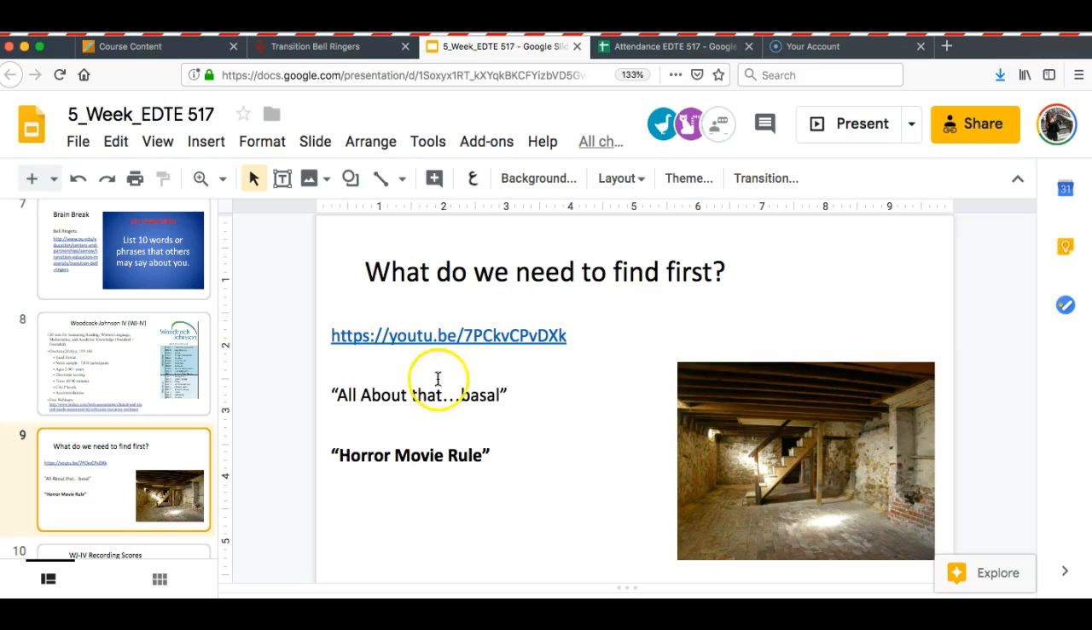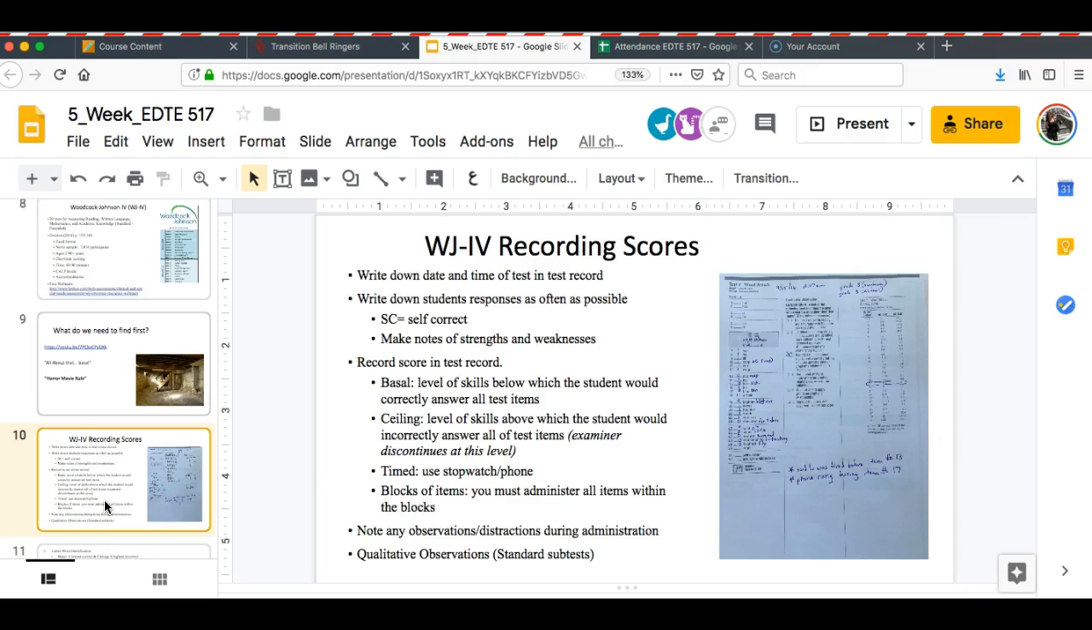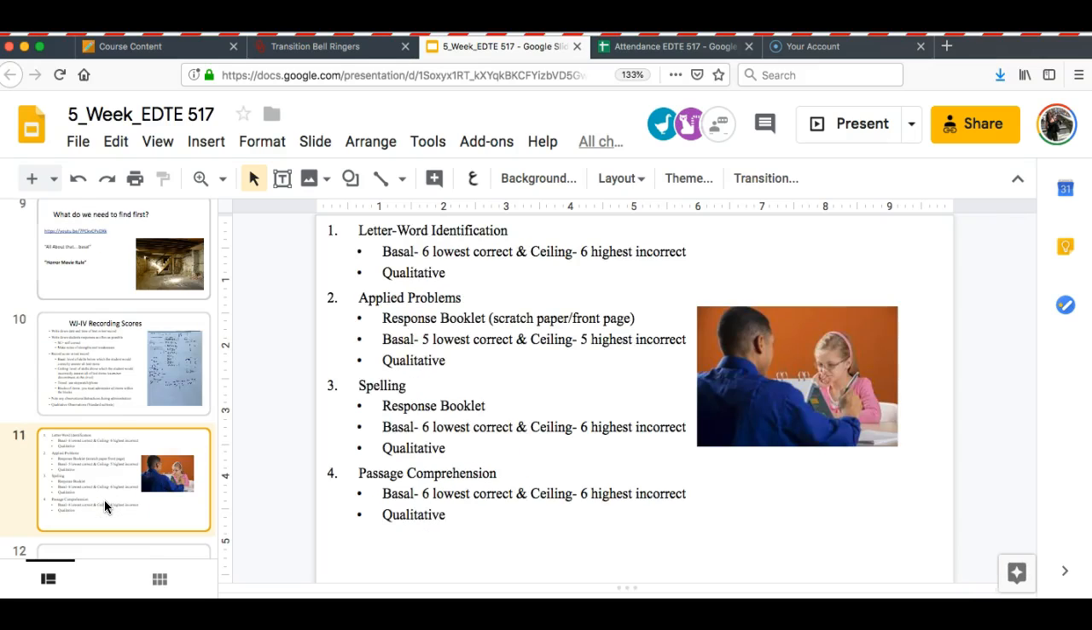And then we got into the Woodcock-Johnson. Remember, you always have to find the basal before you move on with the assessment. That helps you make sure that you're not over-testing the student, and it also ensures that the normed reference scores are correct. And then once you hit the ceiling, that's when you stop.